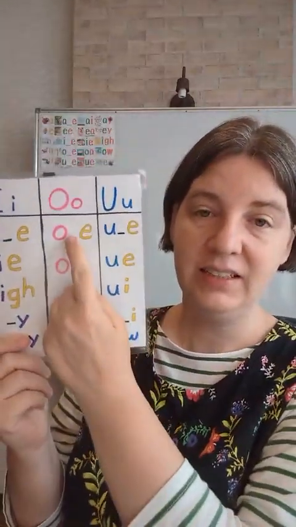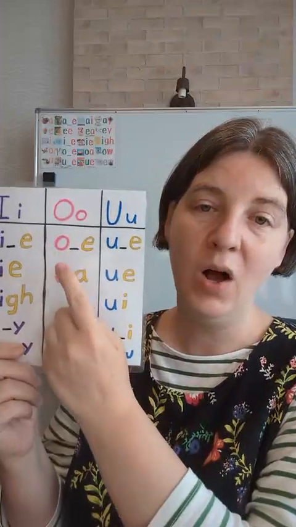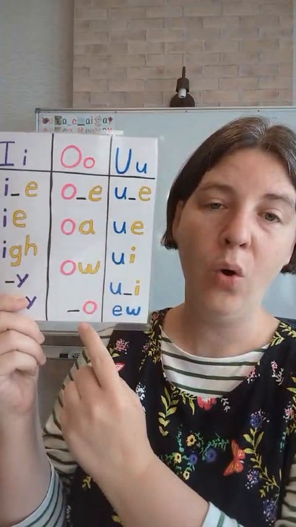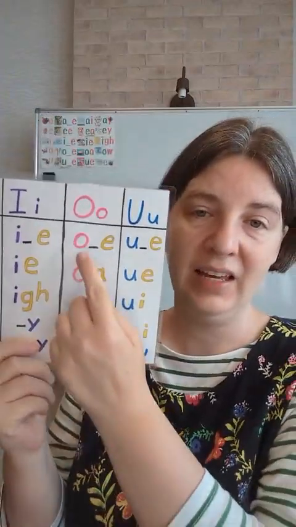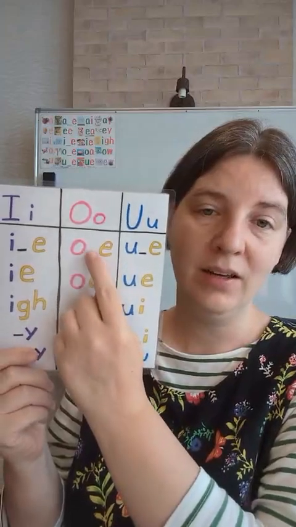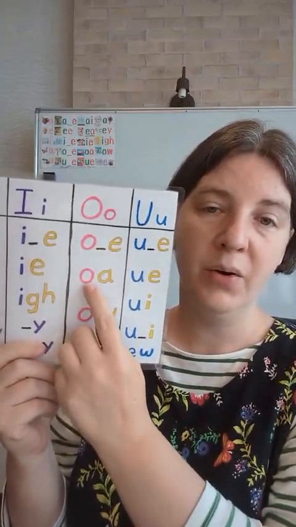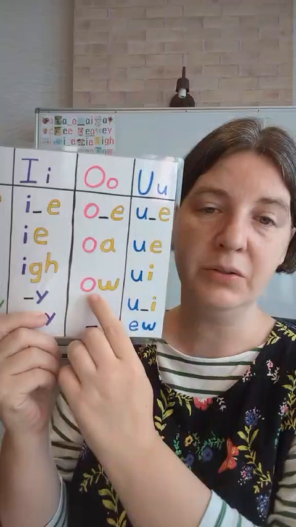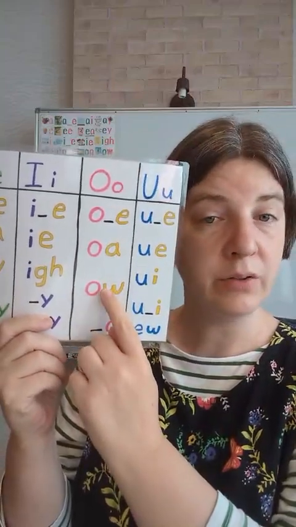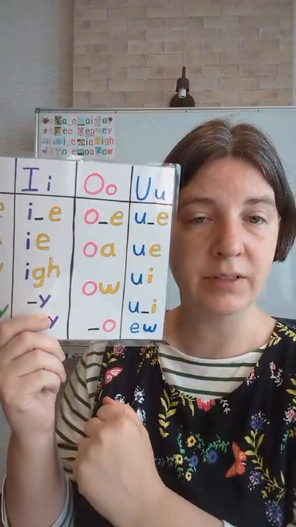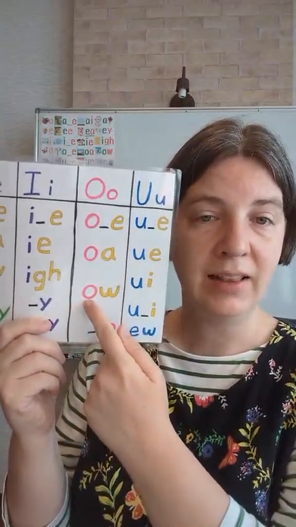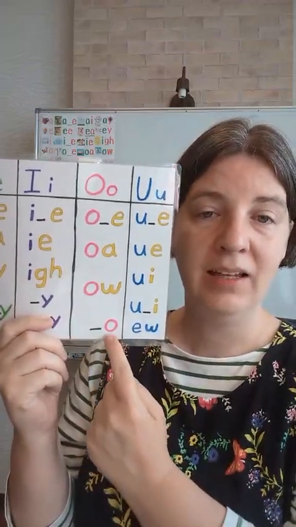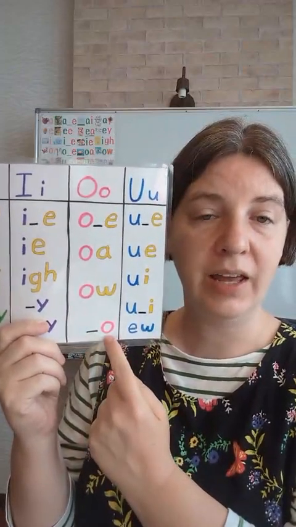Okay, next is O. O, O, O, O. Okay, this is O and E with one space between. O, A next to each other. O, W next to each other. Now, OW sometimes makes an ow sound, but usually if it is at the end of a word, it says O sound. And then this is O at the end of a short word.